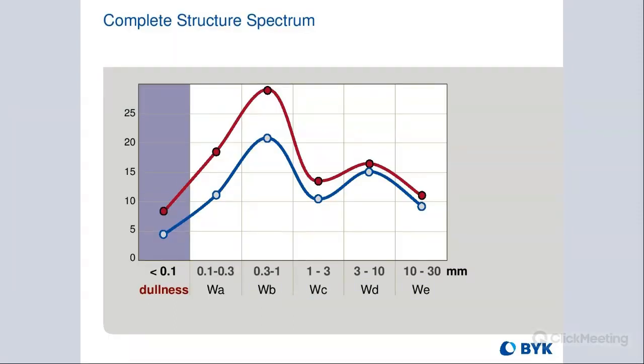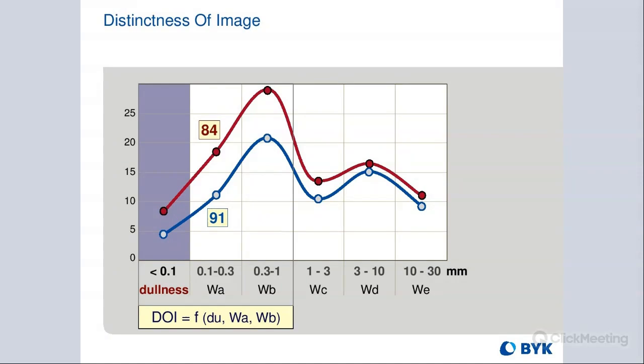And that completes the structure spectrum measured by this Wavescan. We have the WA through WE, which gives us the various structure sizes that can be resolved by the human eye. But when we need to know about those very fine structures, the ones we can't see individually with the naked eye, those are the ones that largely influence the dullness or the haziness or the DOI of the surface. The DOI calculation very heavily takes the dullness into account, but is also influenced by the WA and the WB.